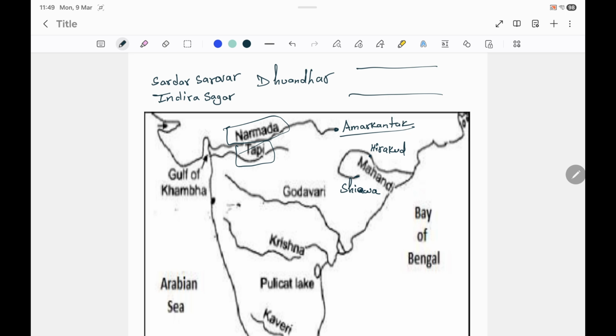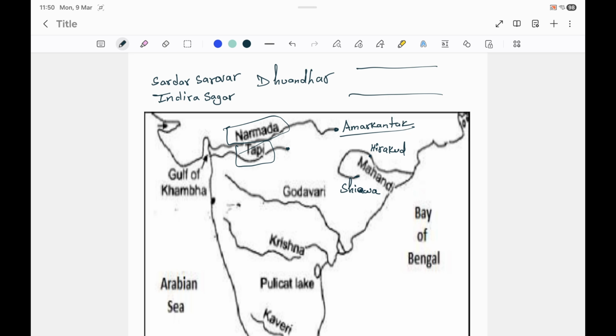Now coming to the Tapi river, it originates in the Satpura range in Madhya Pradesh, flows through Madhya Pradesh, Maharashtra, Gujarat, and drains into the Arabian Sea. It also flows westwards. Other important rivers are Mahi and Sabarmati that originate in the Vindhya and Aravalli hills and drain into the Arabian Sea.